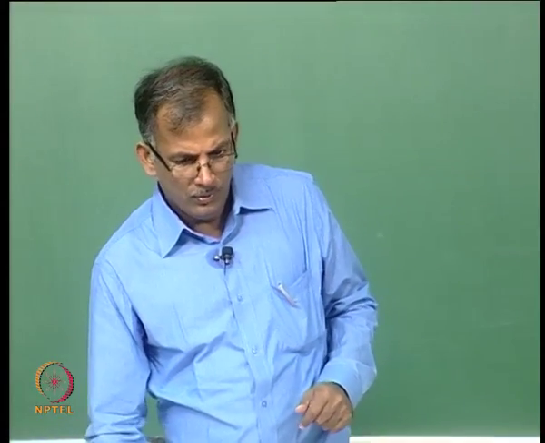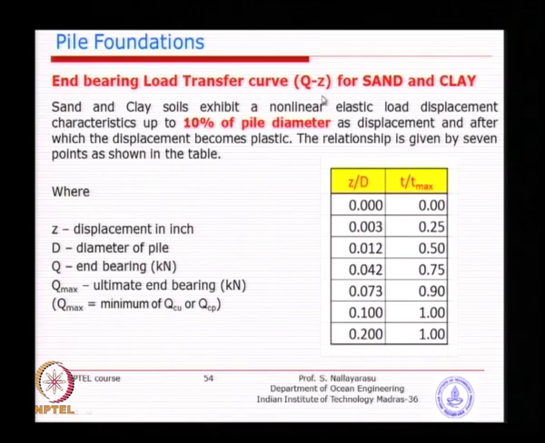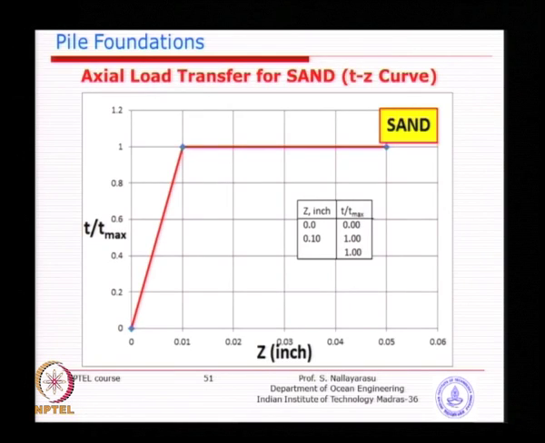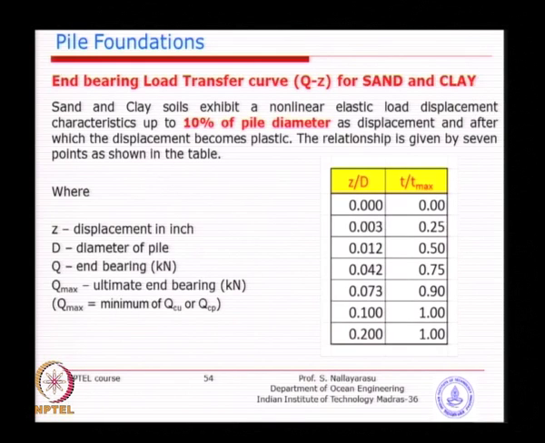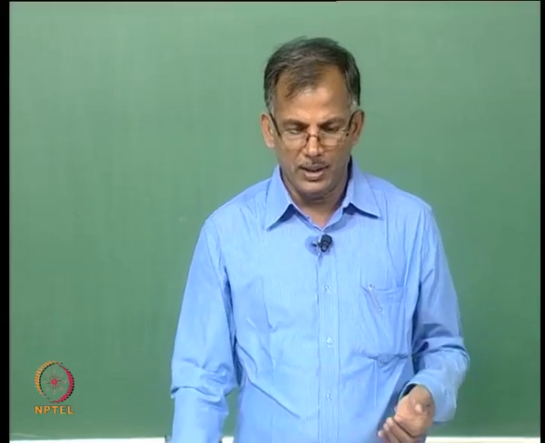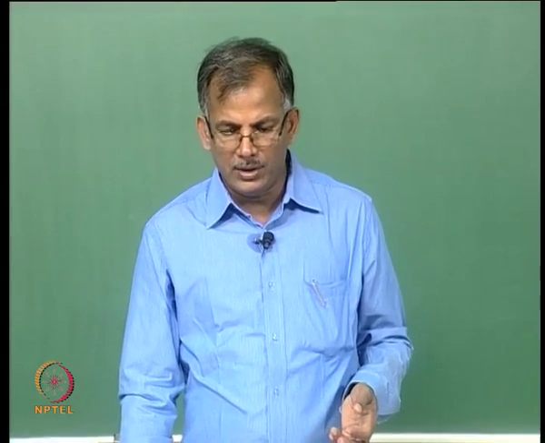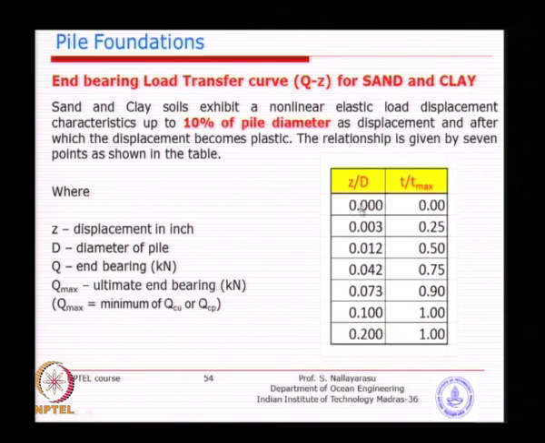Now, what we saw just now was for skin friction at the sides of the pile. Let us move on to the end bearing, which is basically at the tip of the pile. Both sand and clay were given only a single relationship. You can see here Z by D is a normalized relationship between displacement and diameter up to 20%. Of course, at 10% of the diameter it achieves the maximum capacity.